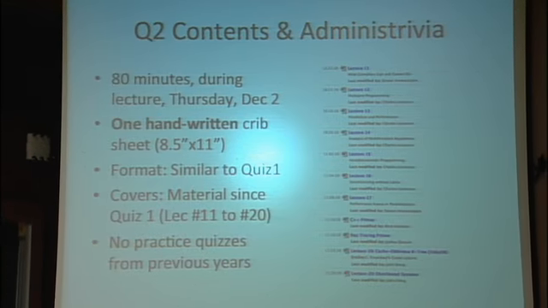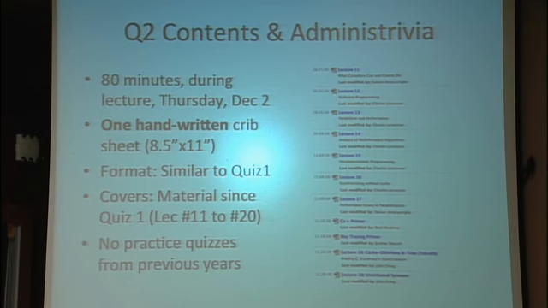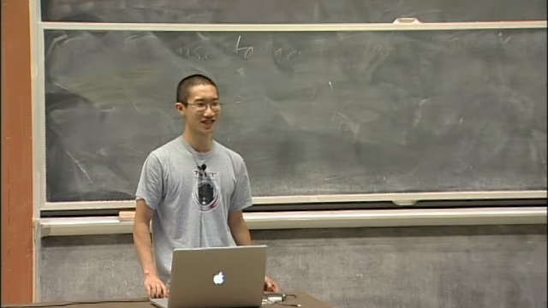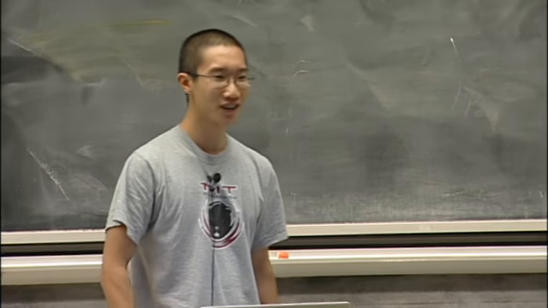All right, so the thing that everybody's concerned about. Quiz 2 will be in lecture on Thursday. It'll be an 80-minute quiz, similar in format to the previous one. And once again, you are allowed a one-page handwritten crib sheet. It covers everything that has been done since quiz 1. It's not designed to be cumulative, but unfortunately, due to the nature of the class, there are some things from the previous part of the class that you would need to know or would be helpful to know.